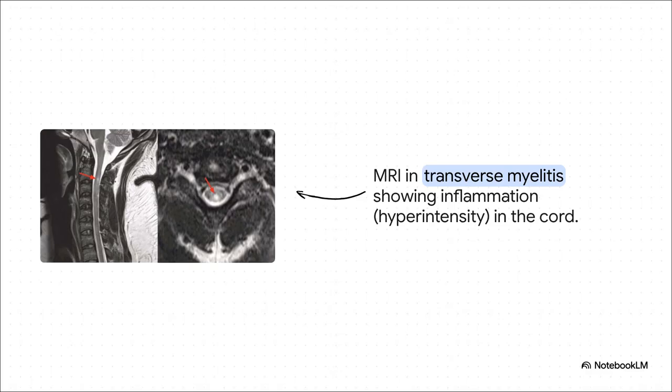This MRI shows the classic finding in transverse myelitis. See that bright white signal that the arrows are pointing to? Yeah, that's not supposed to be there. That is inflammation and swelling directly inside the cord. This is what an intrinsic cord lesion looks like, completely different from that compression we saw earlier.